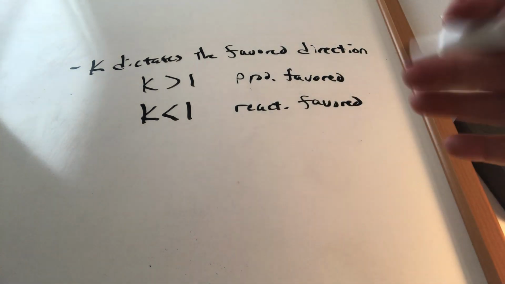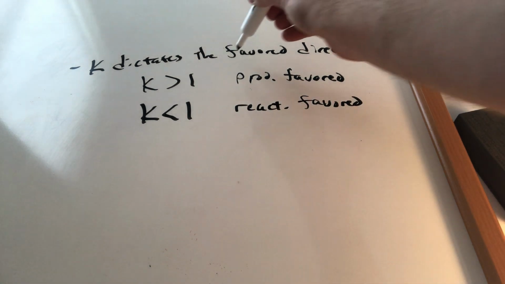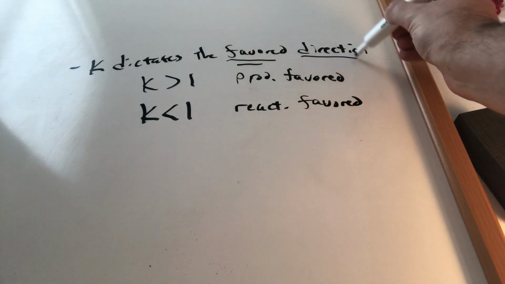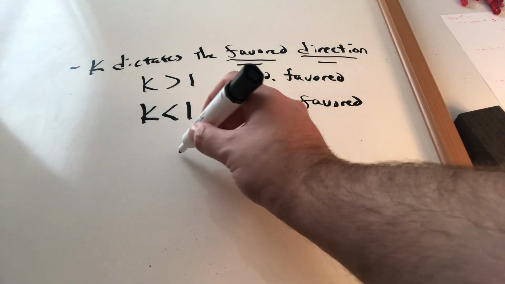Now, here's the thing that's conceptually important, but also a little bit difficult to grasp right away. This is the favored direction. It's the favored direction at equilibrium. And that's the thing to remember with all this.